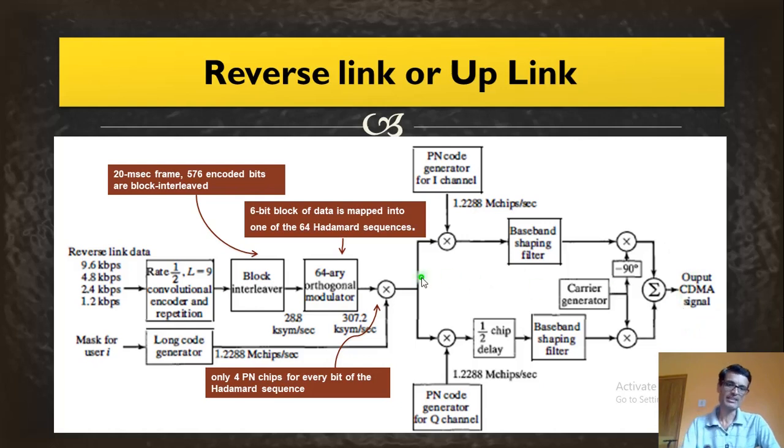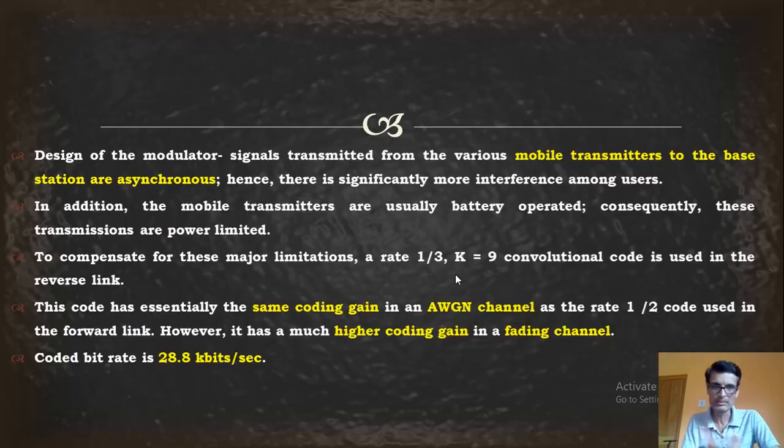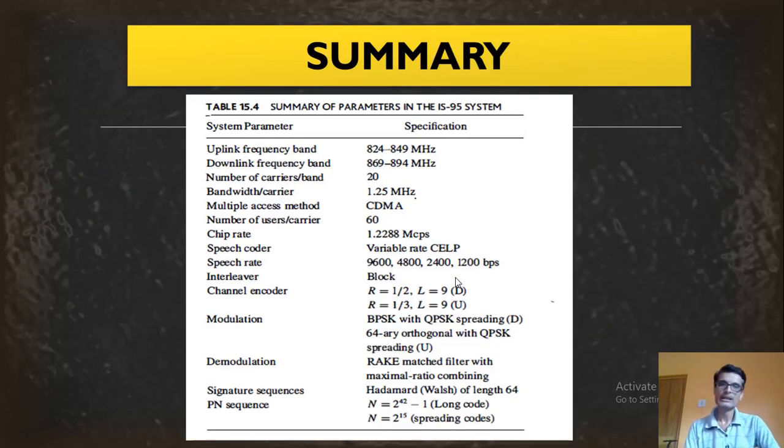This is the output of one CDMA signal. That's what I'll get. I might have explained this in some detail, but that much detailed explanation is not necessary, because as I said, we are going to study only the application. All these things I explained already, so I'll leave it. Now this is just a summary of what exactly we do in both the downlink and uplink.